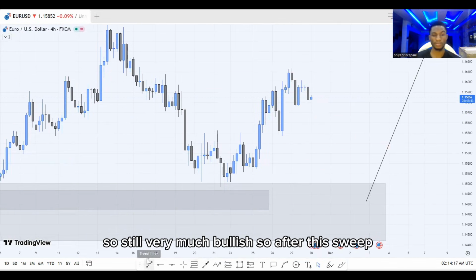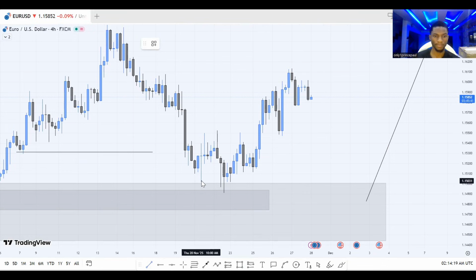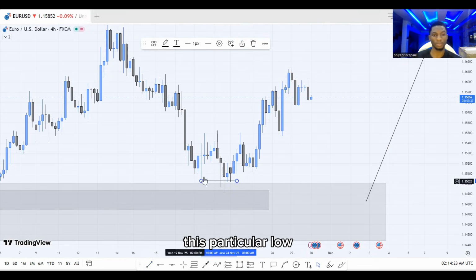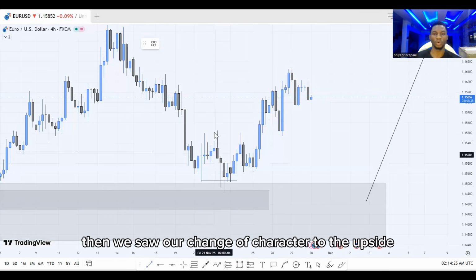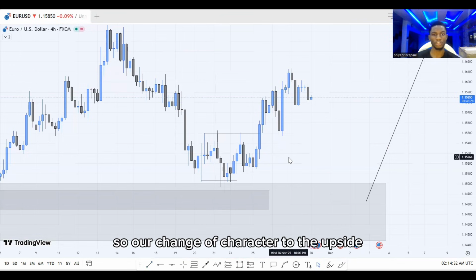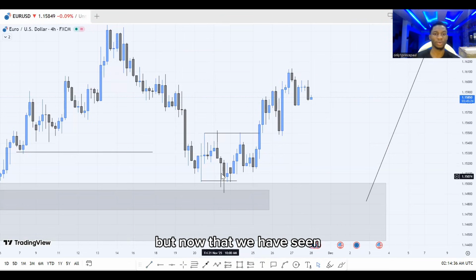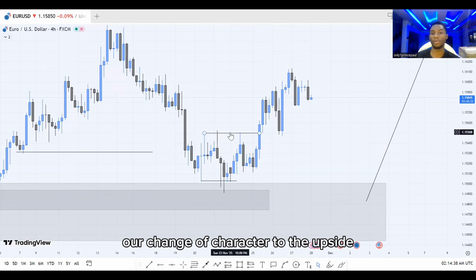So after this sweep, see how price swept those lows, this particular low. Then we saw our change of character to the upside. There were some setups that were presented over here. But now that we have seen our change of character to the upside, what then?